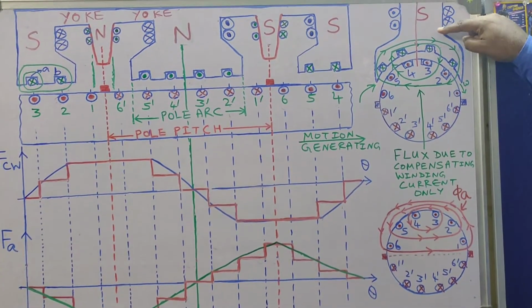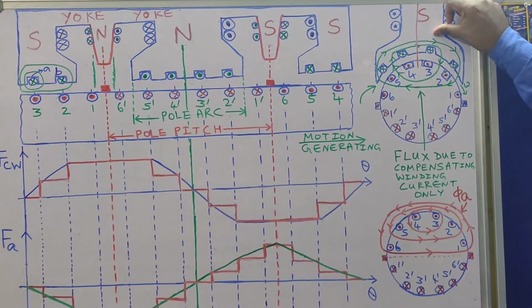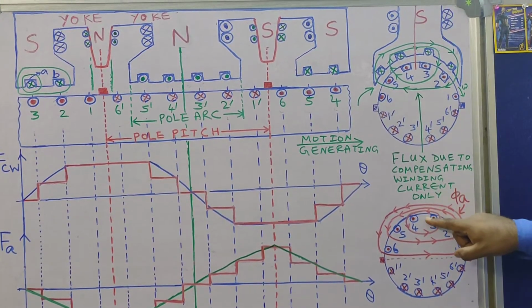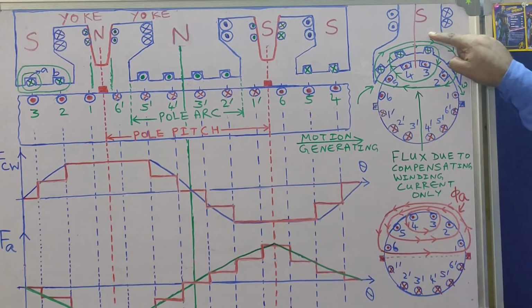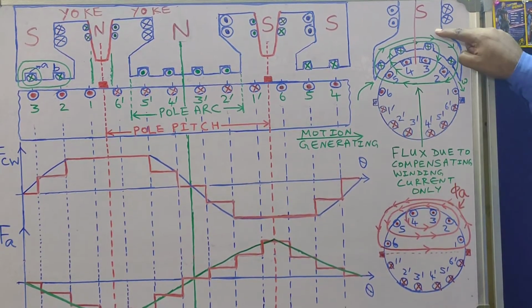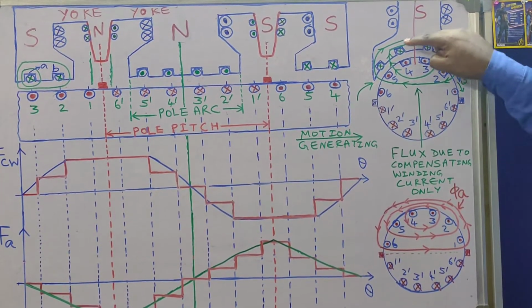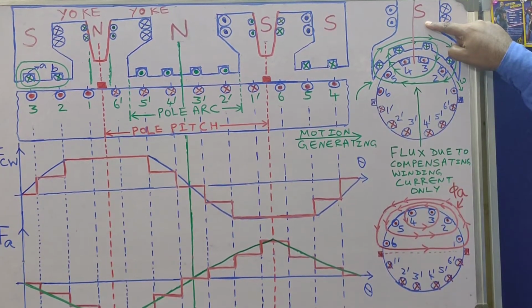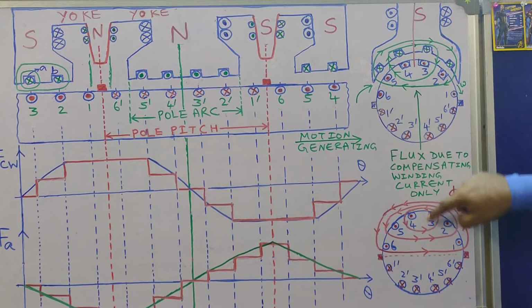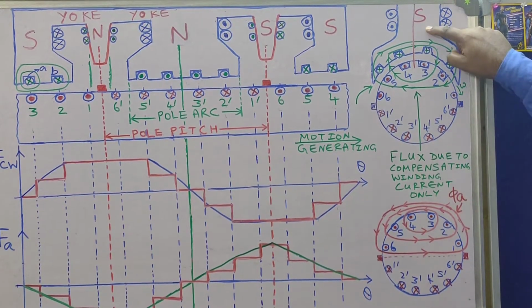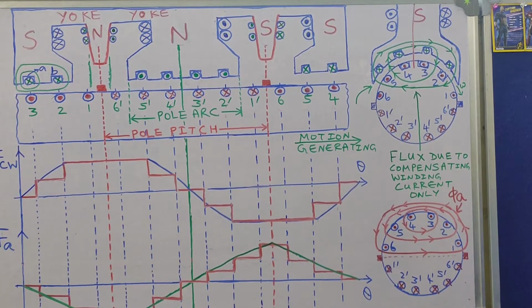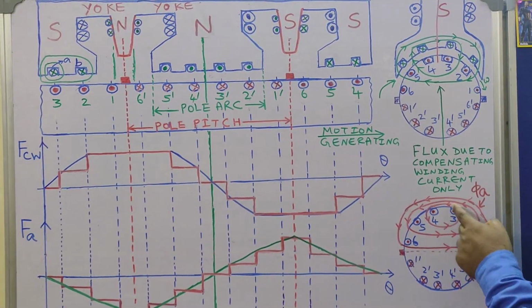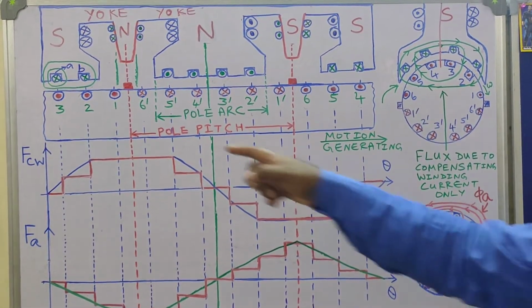So you see, the flux due to compensating winding current and the flux due to armature current are going to cancel each other if they are entering the pole face, inside the pole of this DC machine, that is the south pole in this particular case. So if they are entering the south pole, they will cancel each other. However, if you think along the air gap, in that case they are in the same direction. This can be seen over here.